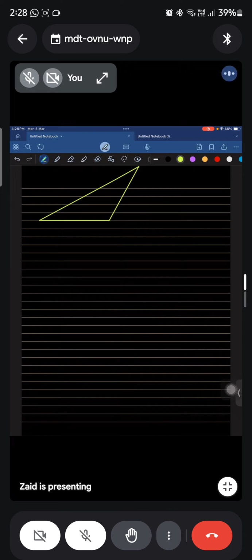OAB is a triangle. Okay. So they have given us OA is equal to 5A and OB equal to 2B. T is a point on AB.